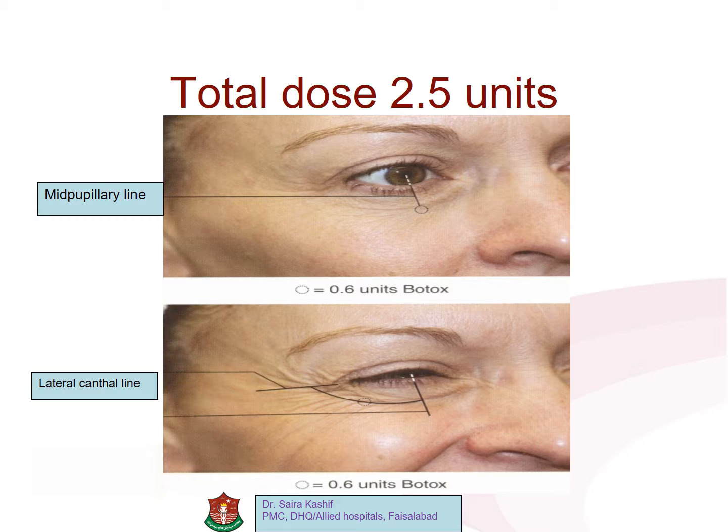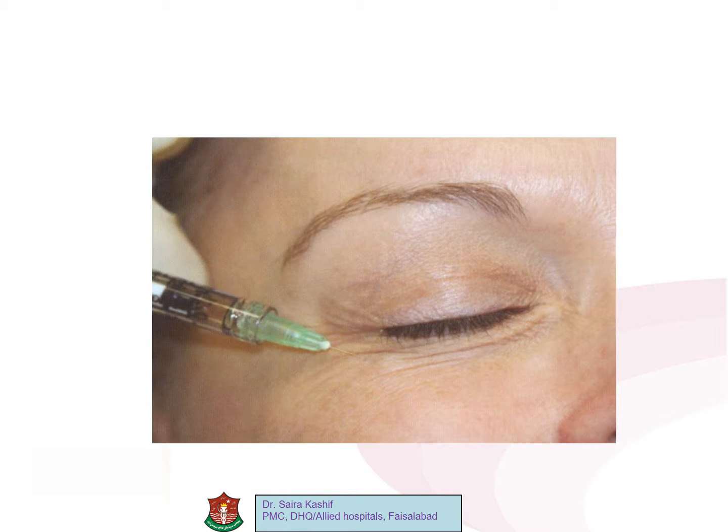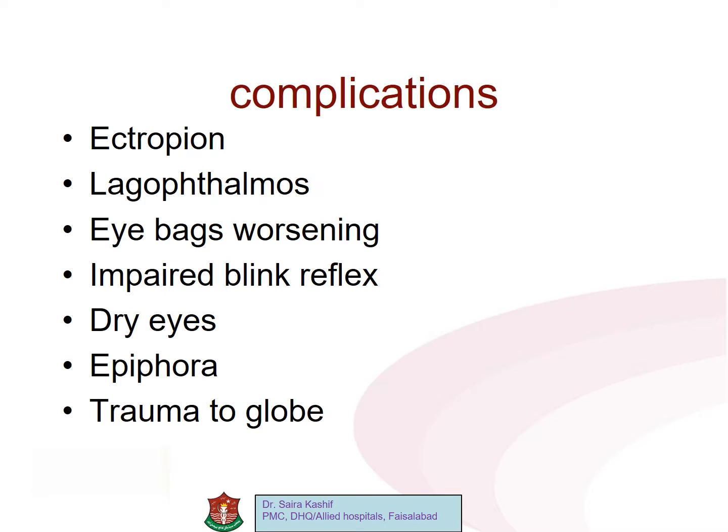The first medial injection point is about 1 centimeter along the mid-pupillary line. Here the injection must be very superficial and in a very low dose. Total dose for both eyes not more than 2.5 units, and inject at a point just 0.6 units. And the lateral is along the lateral canthus line. Technique: inject the lower eye. What are the complications here? Ectropion, lagophthalmos, eye bag worsening, impaired blink reflex, dry eyes, epiphora, trauma to the globe.